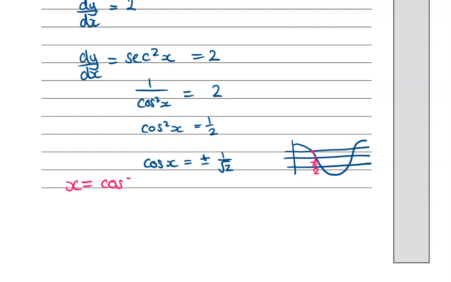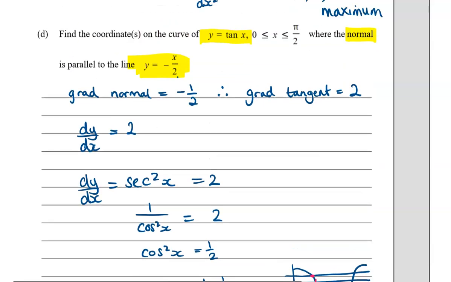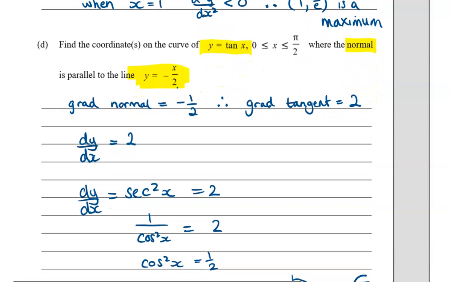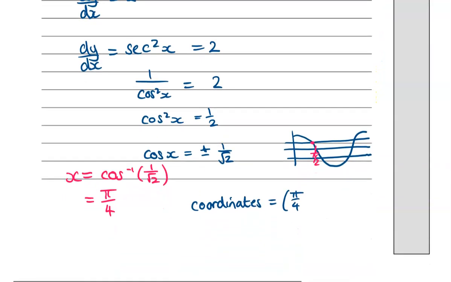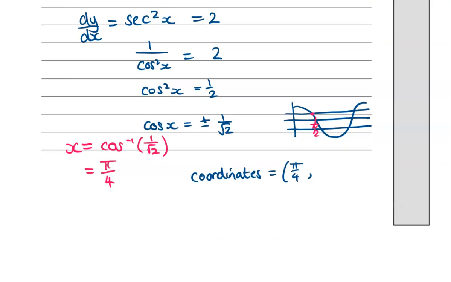So we're going to do this. Now that is one of your special values, so you need to have an exact answer to this, and that's pi by 4. Now again, make sure you've finished your question properly. The question asks for the coordinates. So for the coordinates, we need the y value as well. So that's pi by 4. If we just pop back up to look at what y is equal to, tan x. So if you put pi by 4 into tan, you get 1.